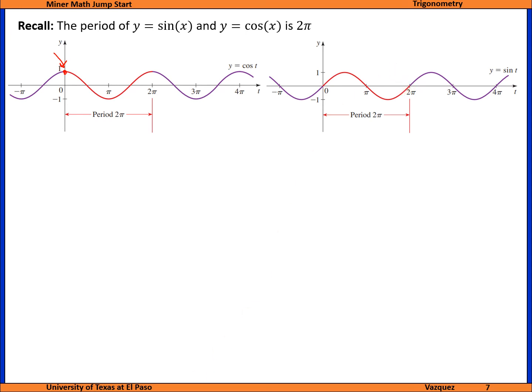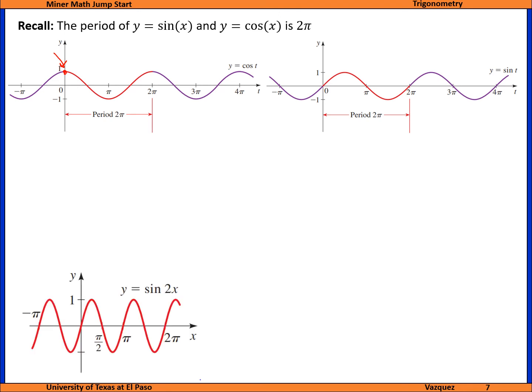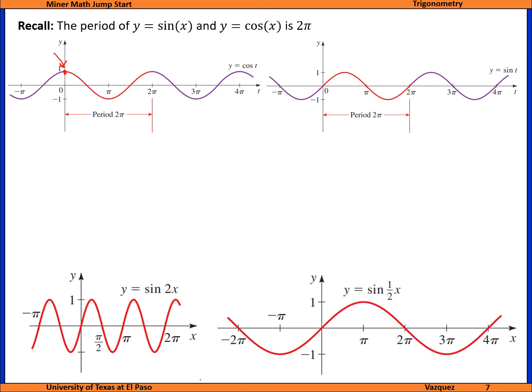I'm going to show you what happens if we add a number in front of the x, sine 2x. What happened now? The period got shorter. And if we add 1/2 instead of 2, the period got longer. In this case, the 2 made it more frequent, right? The period in this case, I'll give you a spoiler, is pi instead of 2 pi.